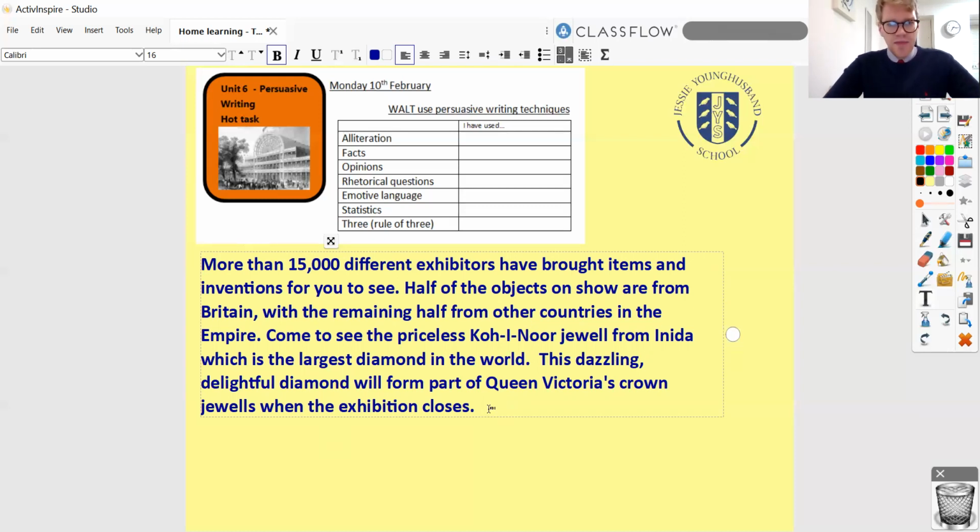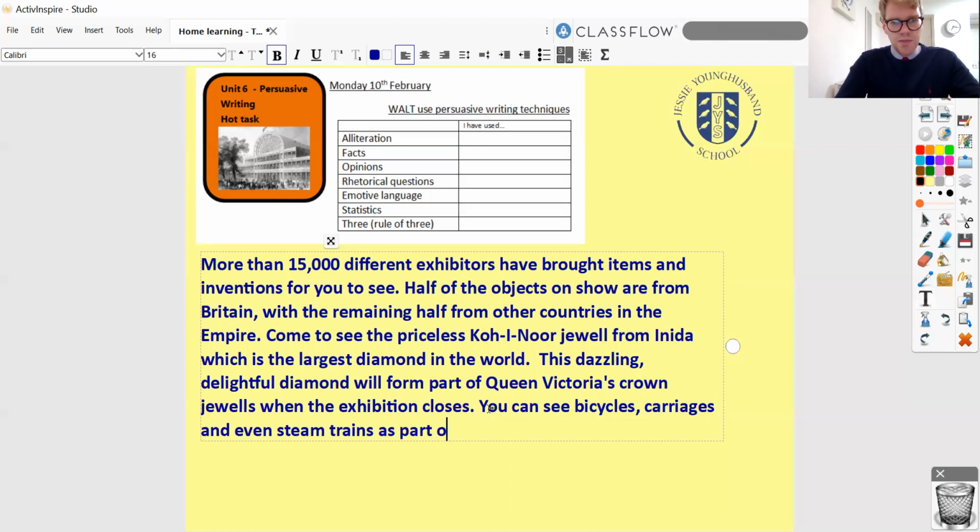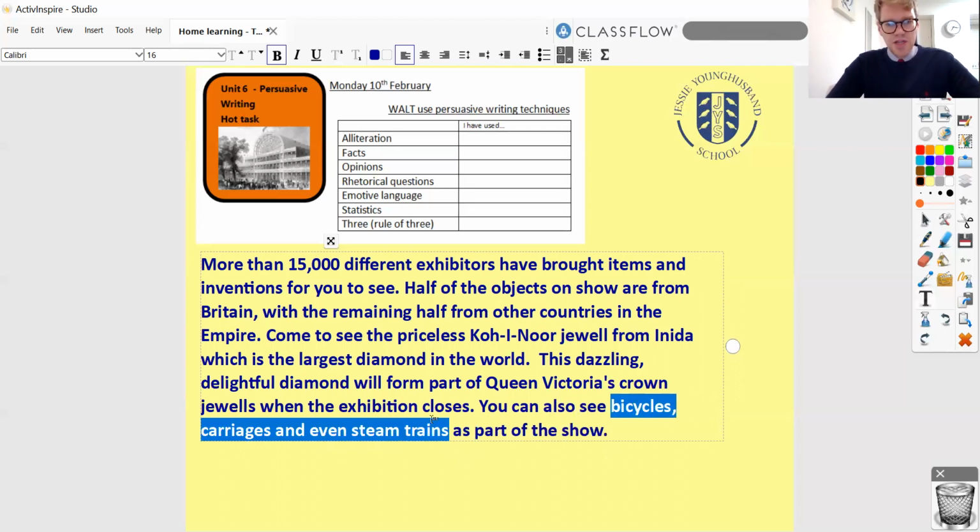Okay. I think I'm going to put in a little rule of 3 now, because I think there's enough transport things on show that I could include 3 different things. So I'm going to say, you can see bicycles, carriages, and even steam trains as part of the show. So I've got a list of 3 things there, which I think go together quite nicely because they're all transport, aren't they? Bicycles, carriages, and even steam trains.